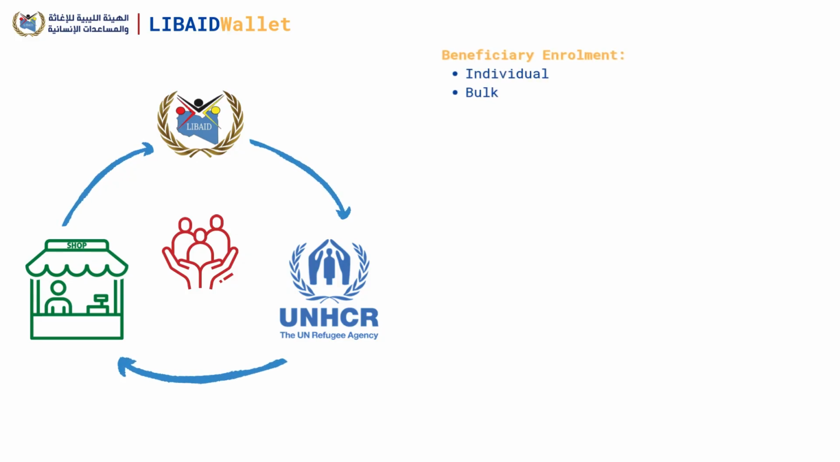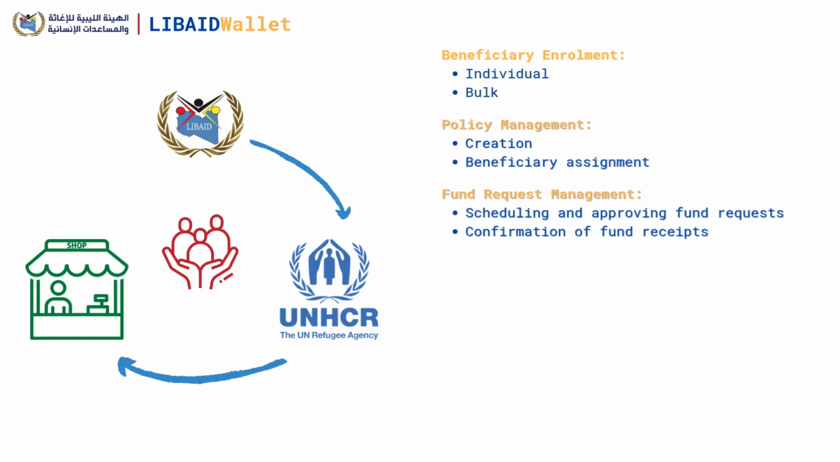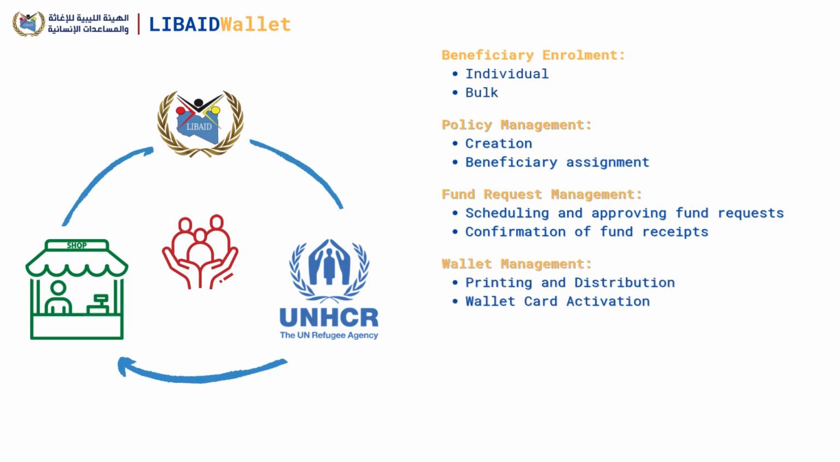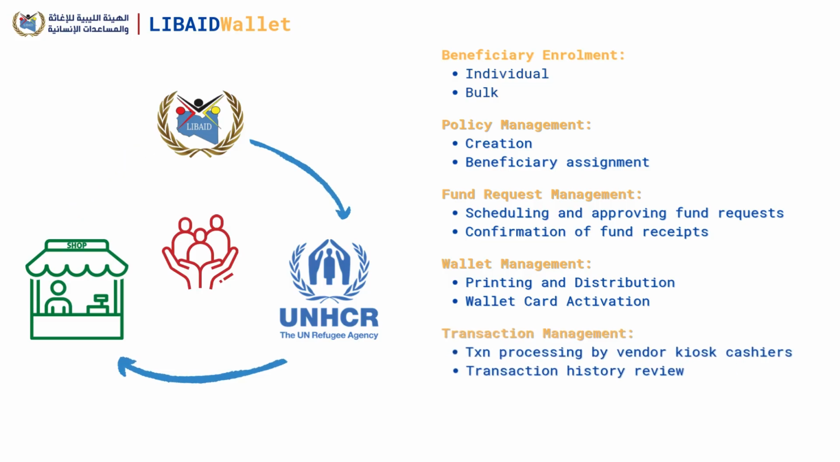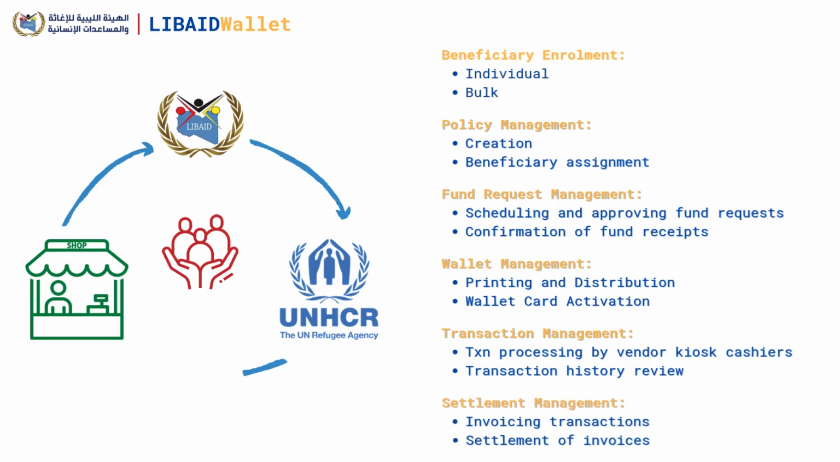This includes beneficiary enrollment, with individual and bulk uploads, top-up policy creation with beneficiary assignment, requesting, approving and confirming receipt of funds to top-up wallets for beneficiaries, managing the printing, distribution and activation of QR code cards for all wallets, processing LibaidWallet transactions by vendor cashiers using the kiosk interface and maintaining a full detailed history of all transactions for audit trail, and finally, payment of all transactions using a structured and automated invoices and settlement generation system.